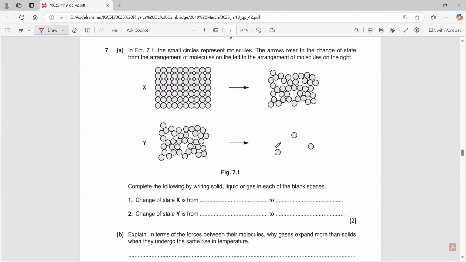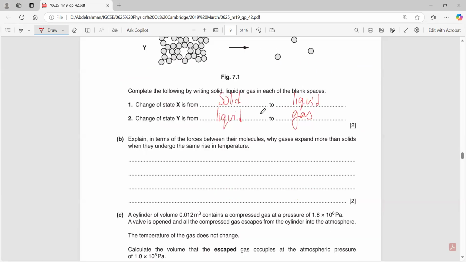X goes from solid to liquid, Y from liquid to gas. Explain in terms of the forces between the molecules why gases expand more than solids when they undergo this change. Why do they expand more than solids? Because of their almost non-existent forces, due to the very weak forces.